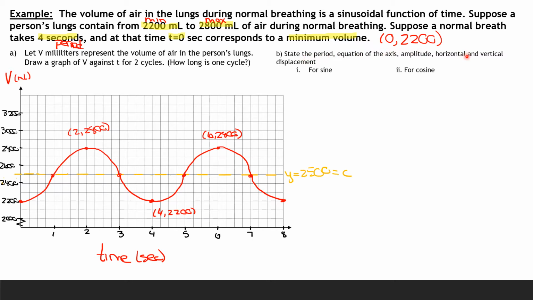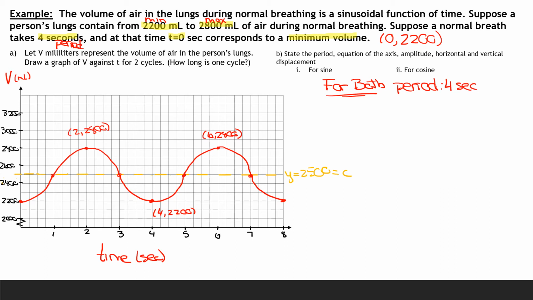Now, all of these are exactly the same for sine and cosine except the horizontal displacement, or the phase shift, or the horizontal translation. That's the D value. That's the only one that's different. So for most of them, they're all the same. So I'm going to do the ones that are the same first. Let's start with the period, for both of them. They're both the same. We've already talked about that. It's 4 seconds.